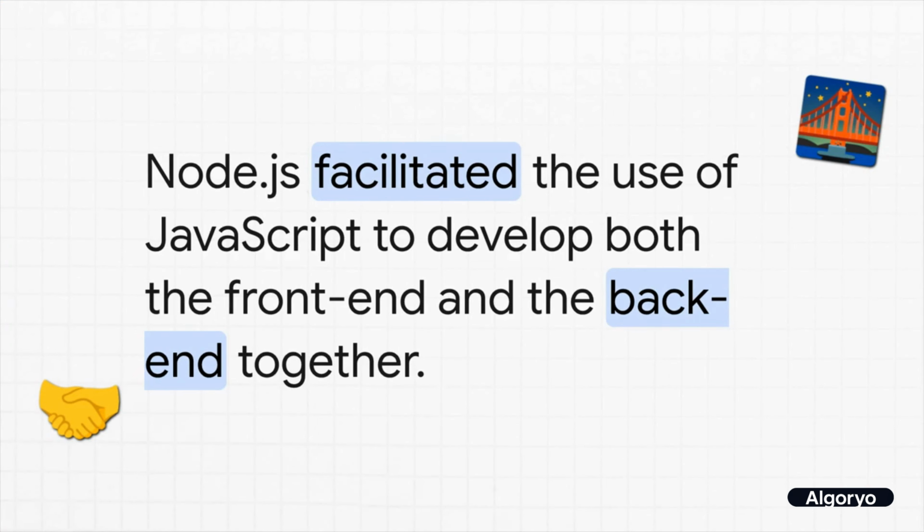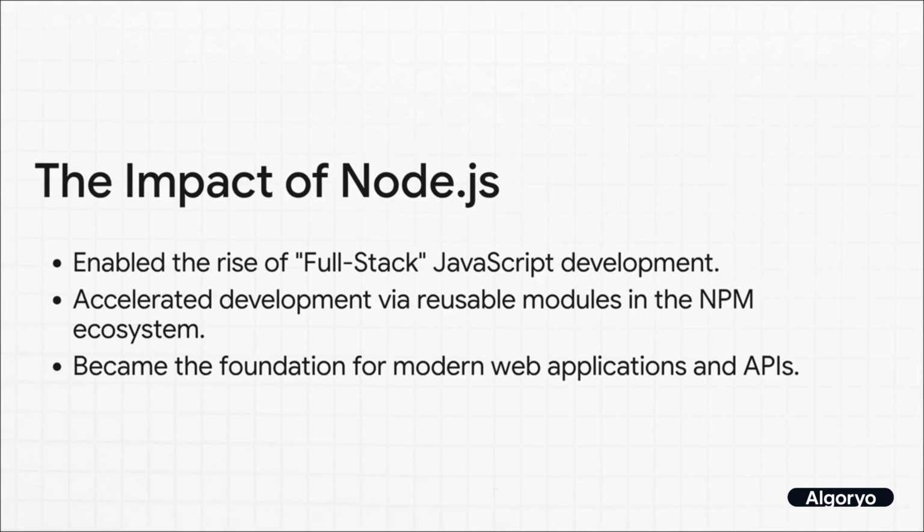Before Node.js, you absolutely needed at least two different languages, and often two different teams of developers to build a web app. You had your front-end people and your back-end people. Node.js just came in and completely smashed that wall down. All of a sudden, JavaScript could be used everywhere.